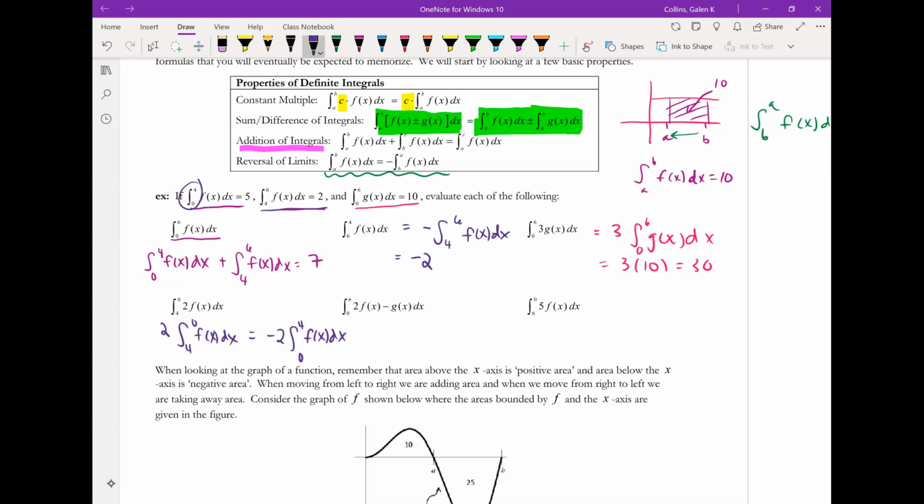Again, the negative is from reversing the limits back to 0 to 4. So that becomes -2 times 5. So we get a -10 for that.